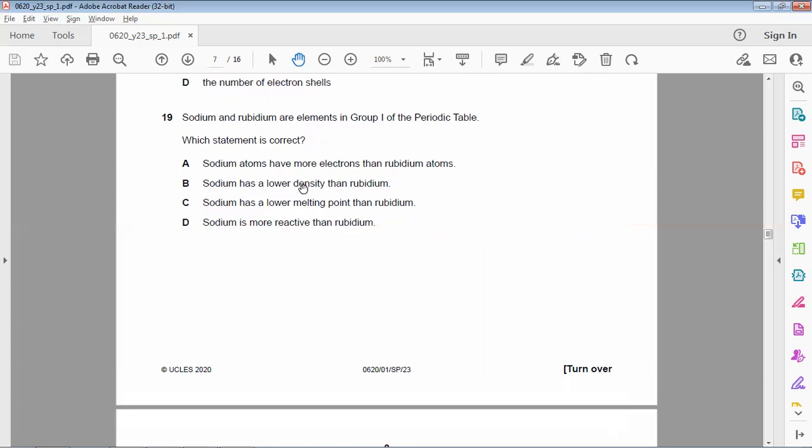Sodium has a lower density. Well, actually, this is correct. I'm explaining, but it's actually correct. Sodium has a lower density because rubidium is a bigger atom, so it is going to have a bigger density. So option B is correct.